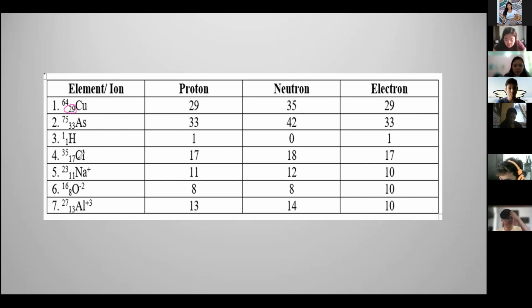For chlorine, we have 17 protons and electrons, and for the neutrons, 35 minus 17 gives us 18. Now let's proceed to number 5.